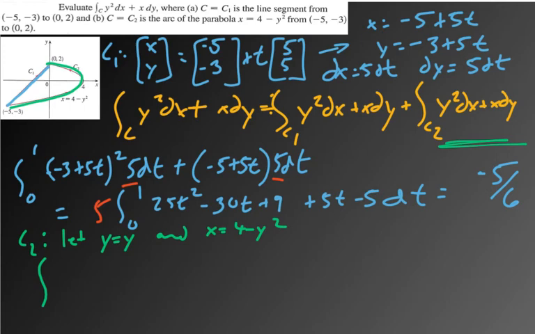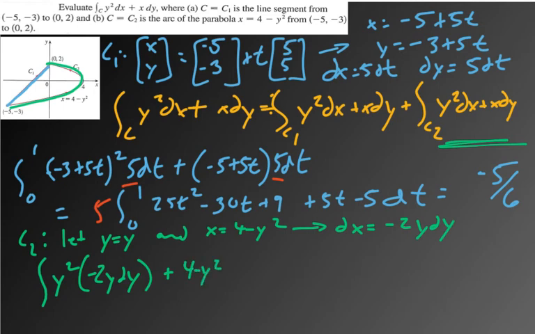So y squared is now just literally y squared, right? And also here, I guess we need dx, right? Dx is going to be just minus 2y dy, right? So I'm going to pop that in. Minus 2y dy is my dx, right? X is right here, and then dy is just going to be dy, right? So then I have plus 4 minus y squared dy, right?